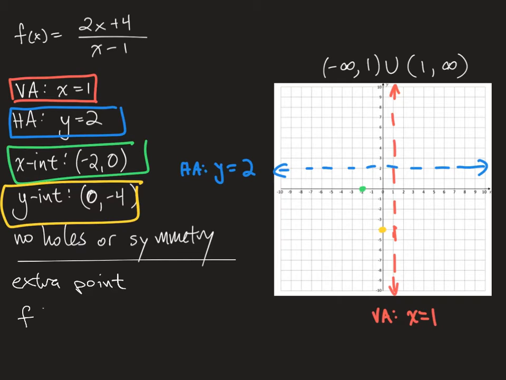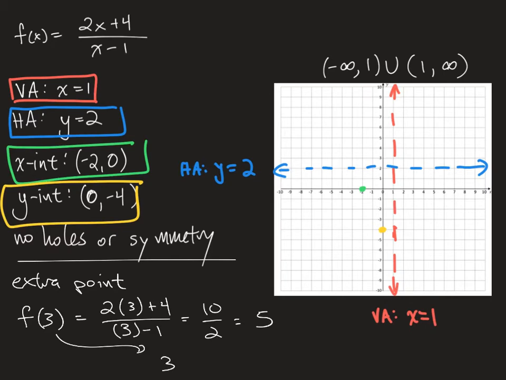And I'm going to figure out what is f of 3. F of 3 is 2 times 3 plus 4 all over 3 minus 1. In the numerator, that's 10. In the denominator, that's 2. 10 over 2 is 5. So I have my x value, I have my y value, and that's the point that I'll plot over here for my extra point. I've got to switch over to a different color. So 3, 5 right here.